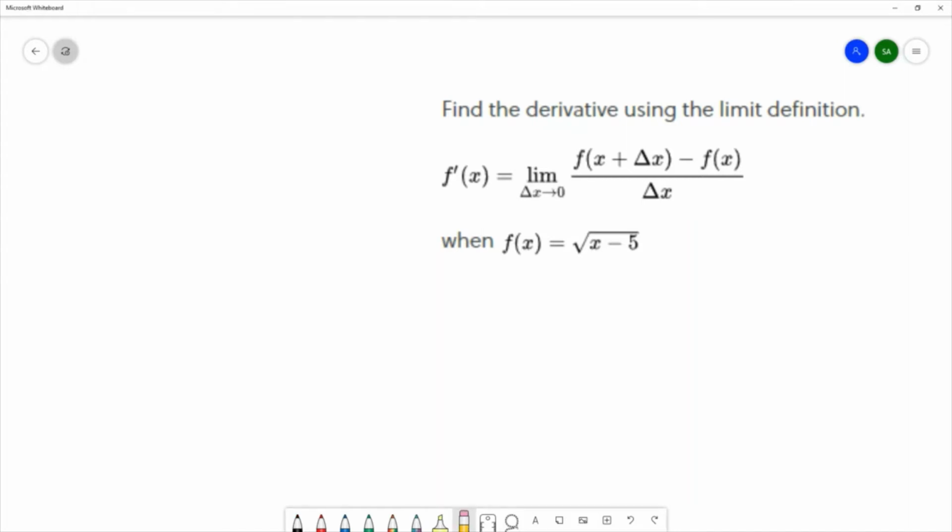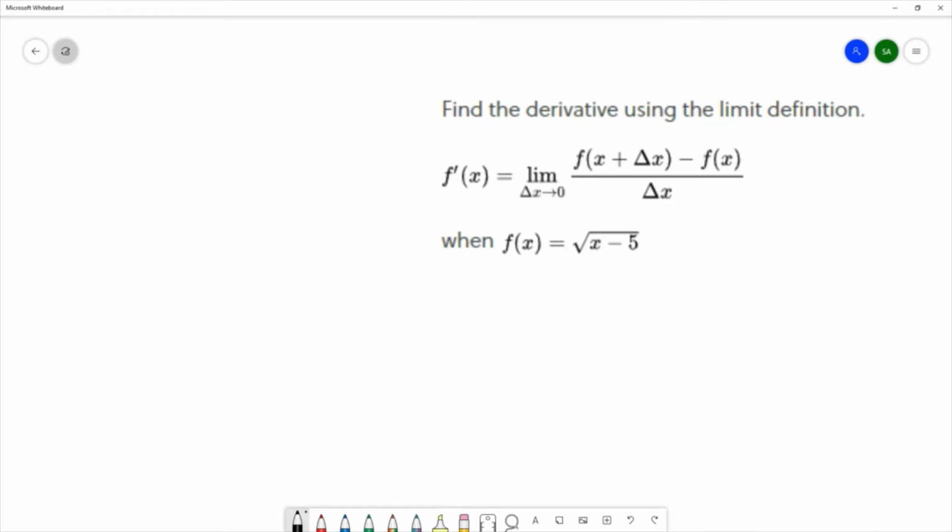This question says find the derivative using the limit definition, rather than the shortcuts for finding derivatives. So this is the definition of a derivative. The derivative of f of x equals the limit as delta x approaches 0 of f of x plus delta x minus f of x over delta x. And the function we want to find the derivative of is square root of x minus 5.